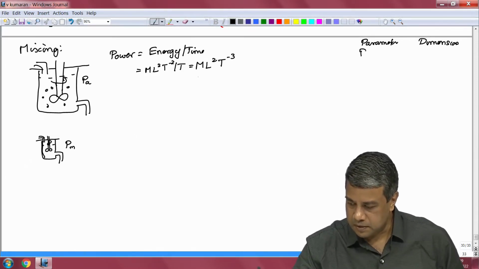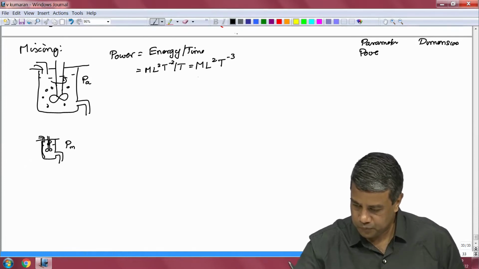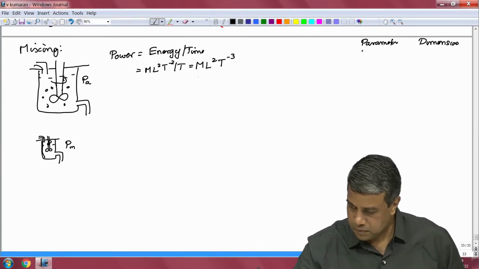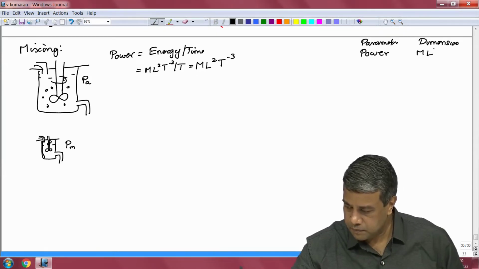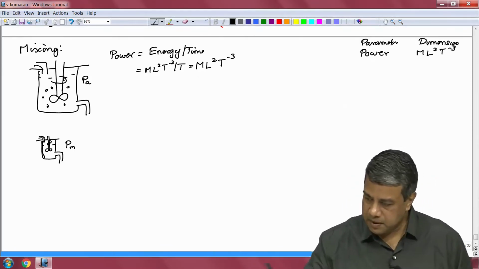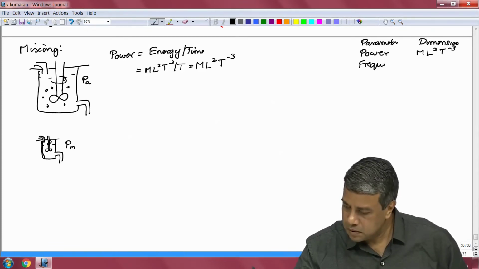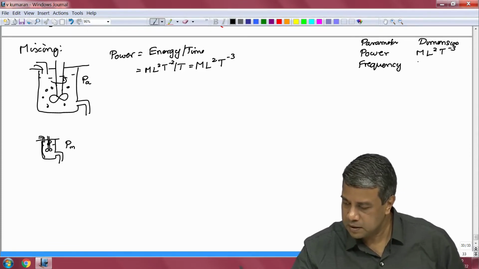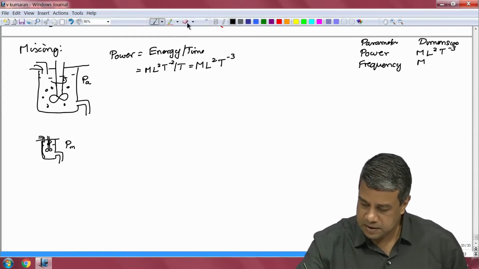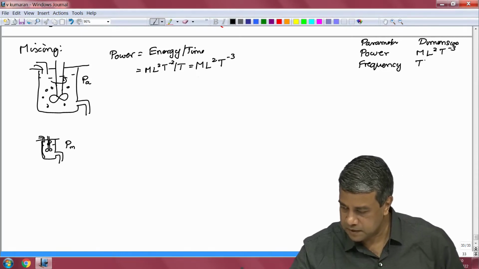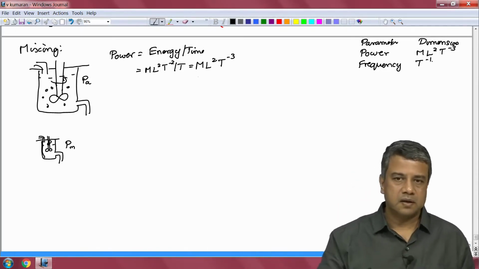Okay. So, the power can depend upon the frequency of rotation. Frequency has dimensions of time inverse, or the angular velocity.